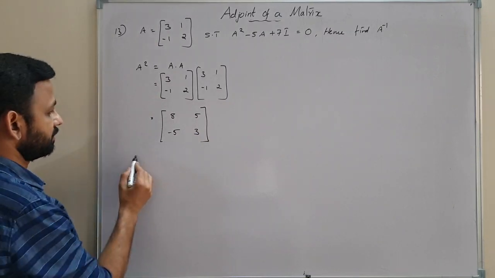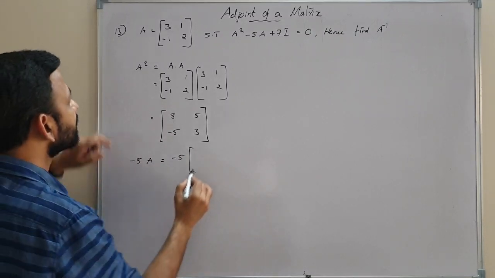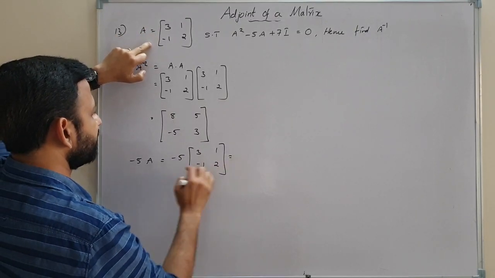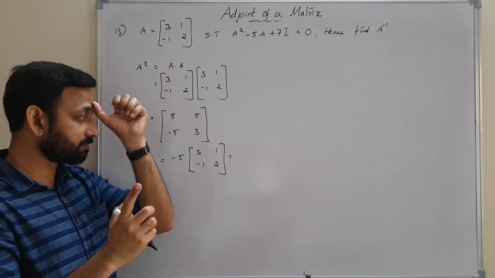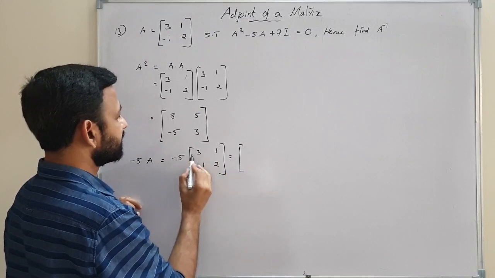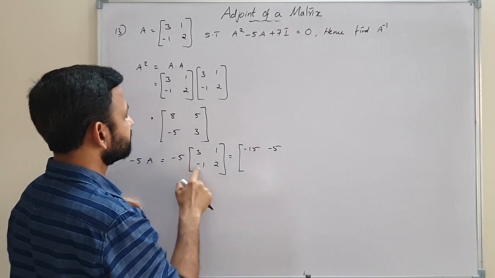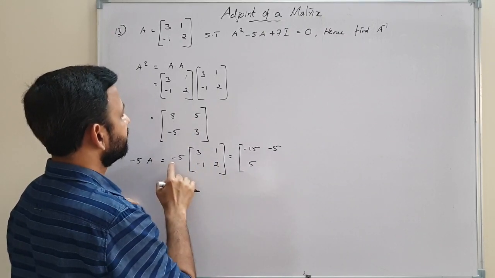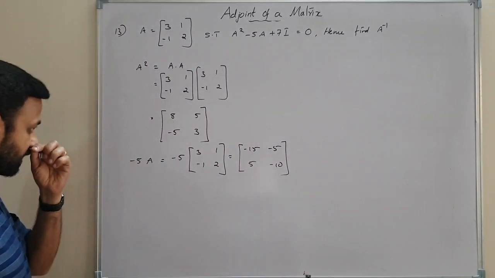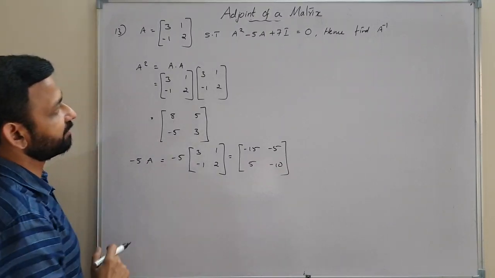Now we can find minus 5A. Minus 5 into A, that is 3, 1, minus 1, 2. So for minus 5A, we multiply each and every element of that matrix by minus 5. We can take that minus 5 inside. Minus 5 into 3, minus 15. Minus 5 into 1, minus 5. Minus 5 into minus 1, plus 5. Minus 5 into 2, minus 10. So minus 5A we got.